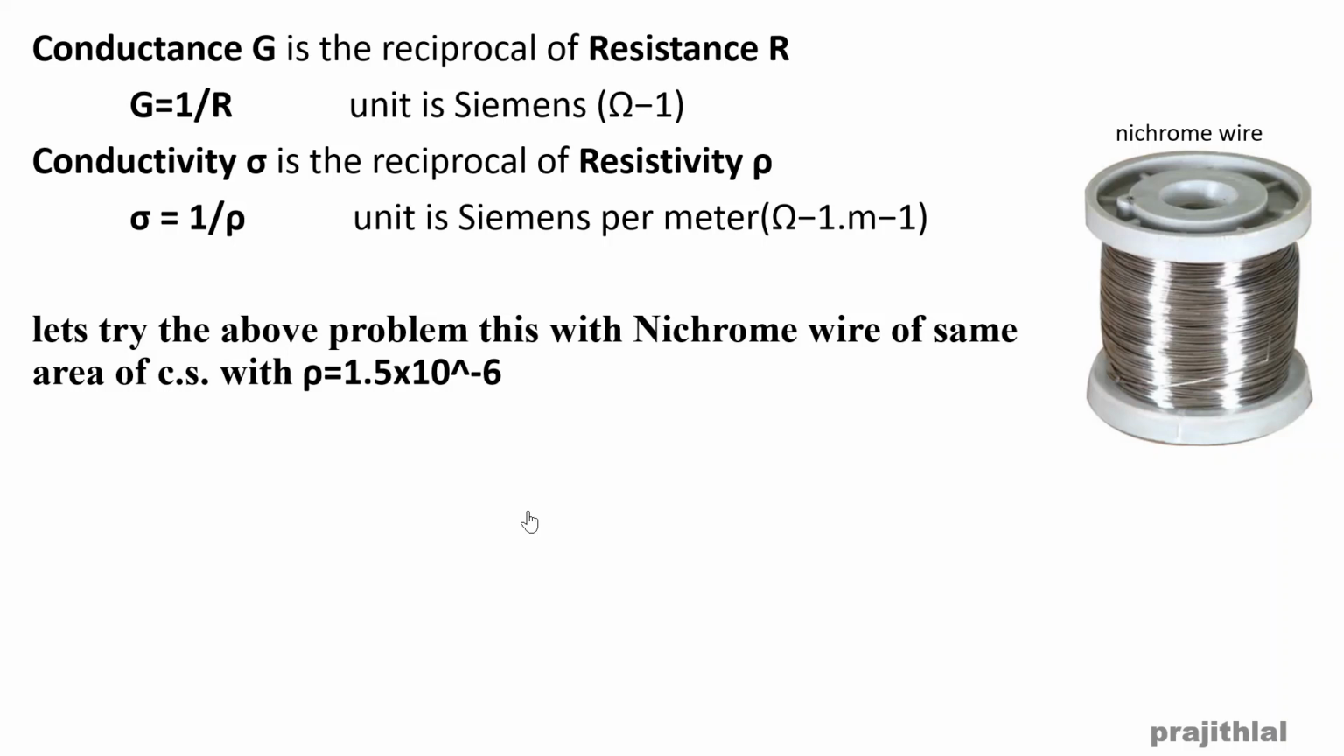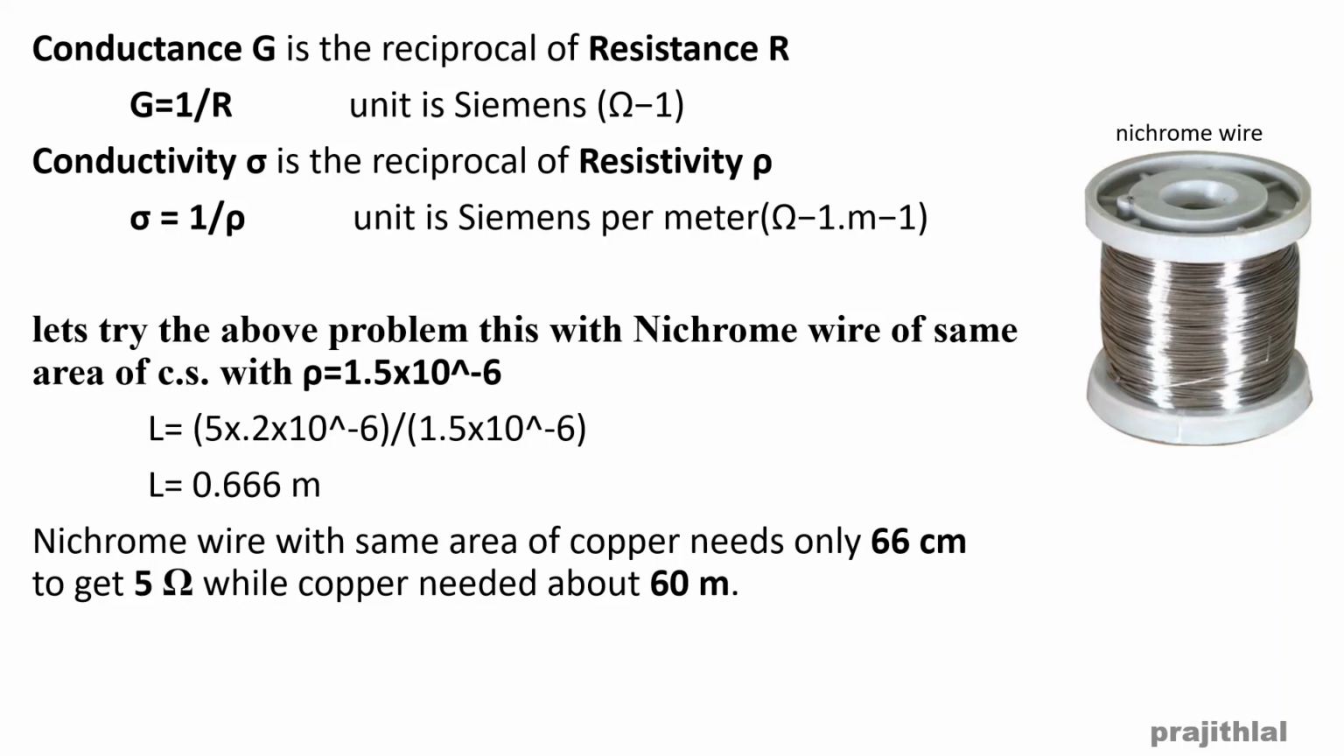So let's try the above problem with nichrome wire of the same area of cross section. We have the nichrome wire, but the resistivity is unique for this element also. So we have a different resistivity value, rho value. Let's put the value of resistivity here. What happens is that for this resistivity value, we need only 0.66, that is about 66 centimeter of nichrome wire to get 5 ohm resistance. So nichrome wire with the same area as the copper wire only needs 66 centimeter, while the copper wire needed about 60 meter to make 5 ohm resistance.